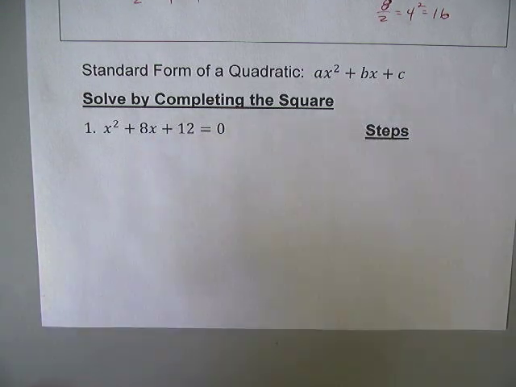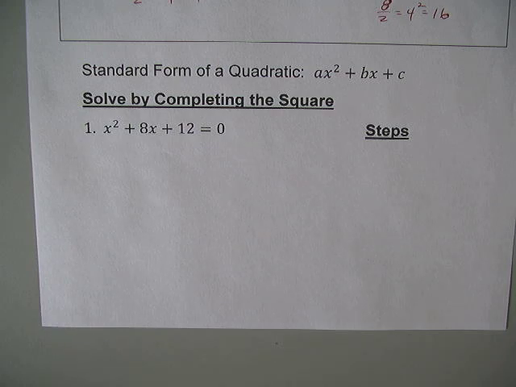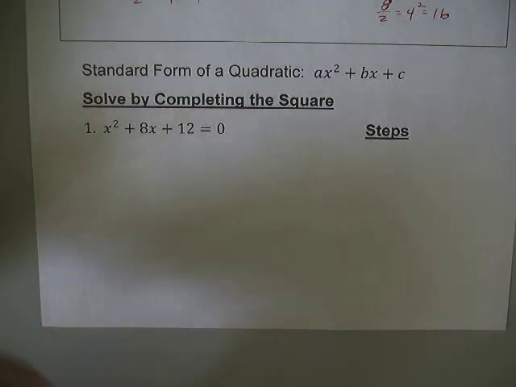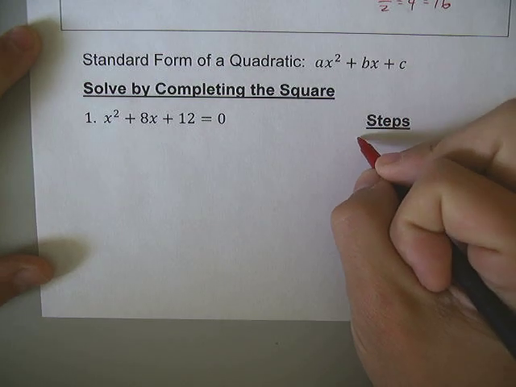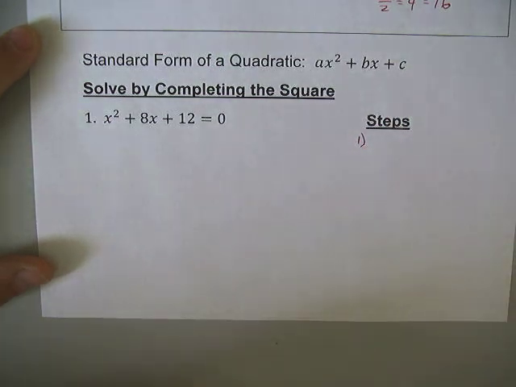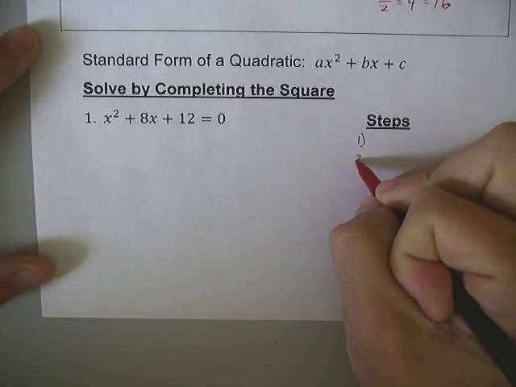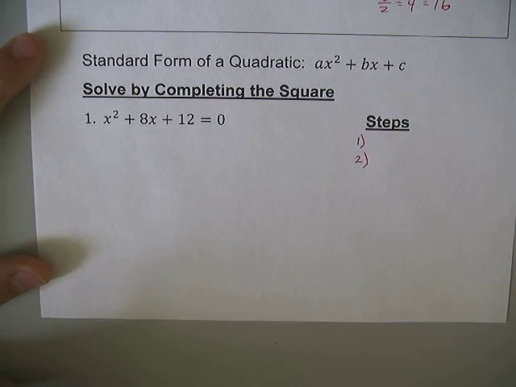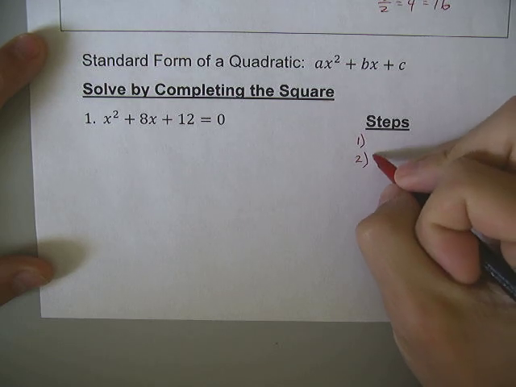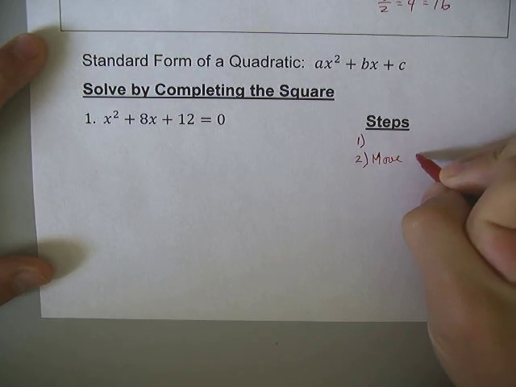Now, if you looked at this one closely, you would notice this one actually does factor, and we could solve this by factoring, but we're going to do it by completing the square just because I want there to be a fairly easy example to start with. Okay, so there are 7 basic steps. Now, the first step we're going to skip for now, and we're going to jump right to the second step, and I'll explain why we're skipping the first step in a second.